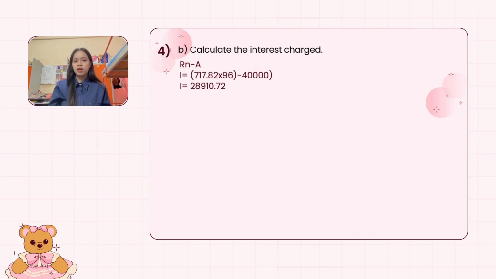B. Calculate the interest charge. We're going to use the formula interest equals Rn minus A. 770 ringgit and 82 cents multiplied by 96 minus 40,000 ringgit. I equals 28,910 ringgit and 72 cents.